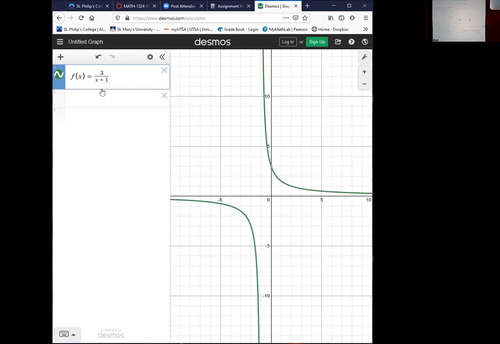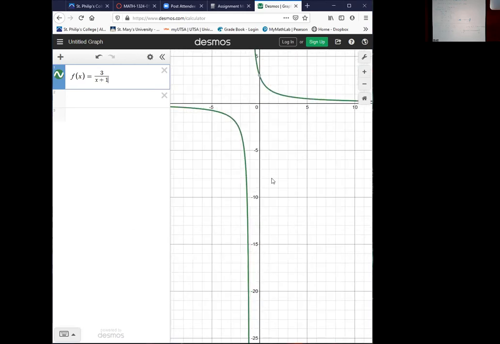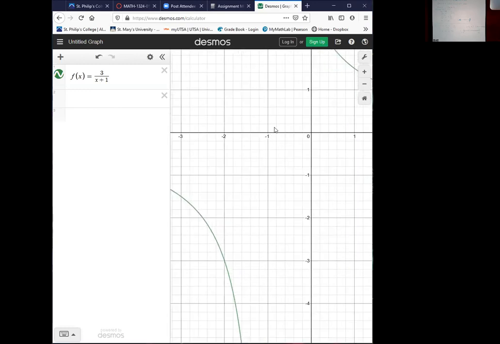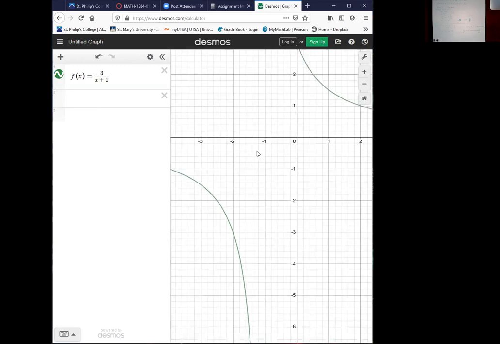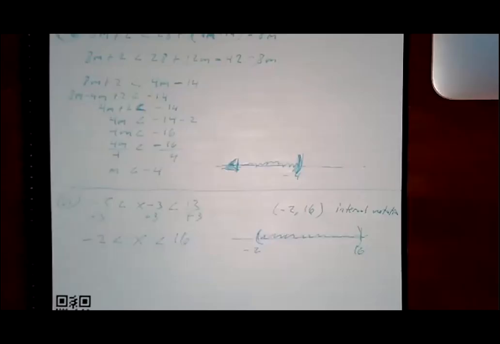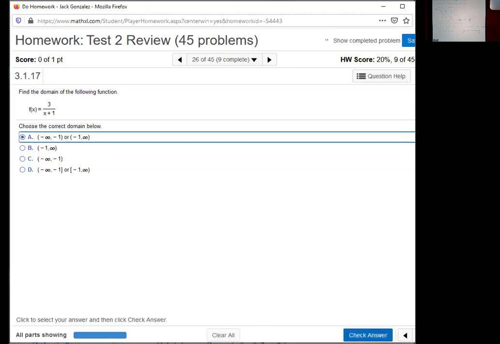So 3 over x plus 1, that's what they had. It goes on forever, but it doesn't ever touch -1. So that's our asymptote. So the domain will be everything except this point. So going back to the question, it will be everything below -1 and everything after -1. So this excludes -1. So it has to be this guy.